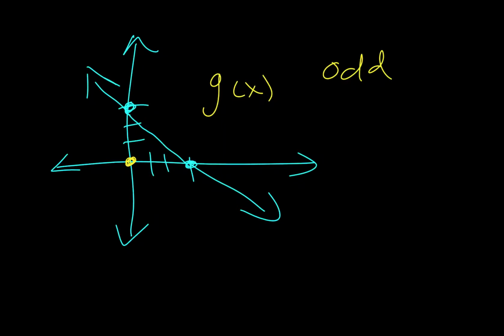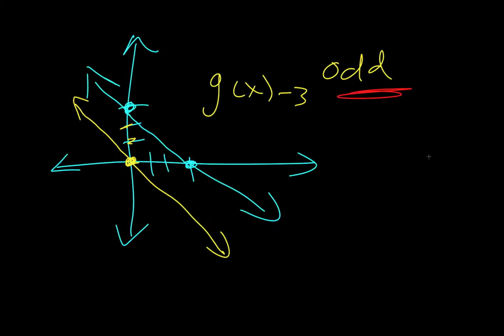So one way we could do that is just move it down 3. So we could say g of x minus 3. And that would go 1, 2, 3. We'd get a parallel line that goes through the origin, and any line that goes through the origin is going to be an odd function.